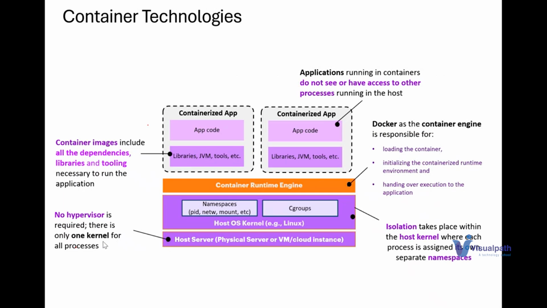There is only one kernel for all processes. All the containers share the same host kernel, which makes them more lightweight compared to VMs. There's only one kernel running on the host, and the container runtime engine, like Docker or Containerd, is responsible for managing containers. Now, speaking of Docker as the container engine, it performs several key functions.